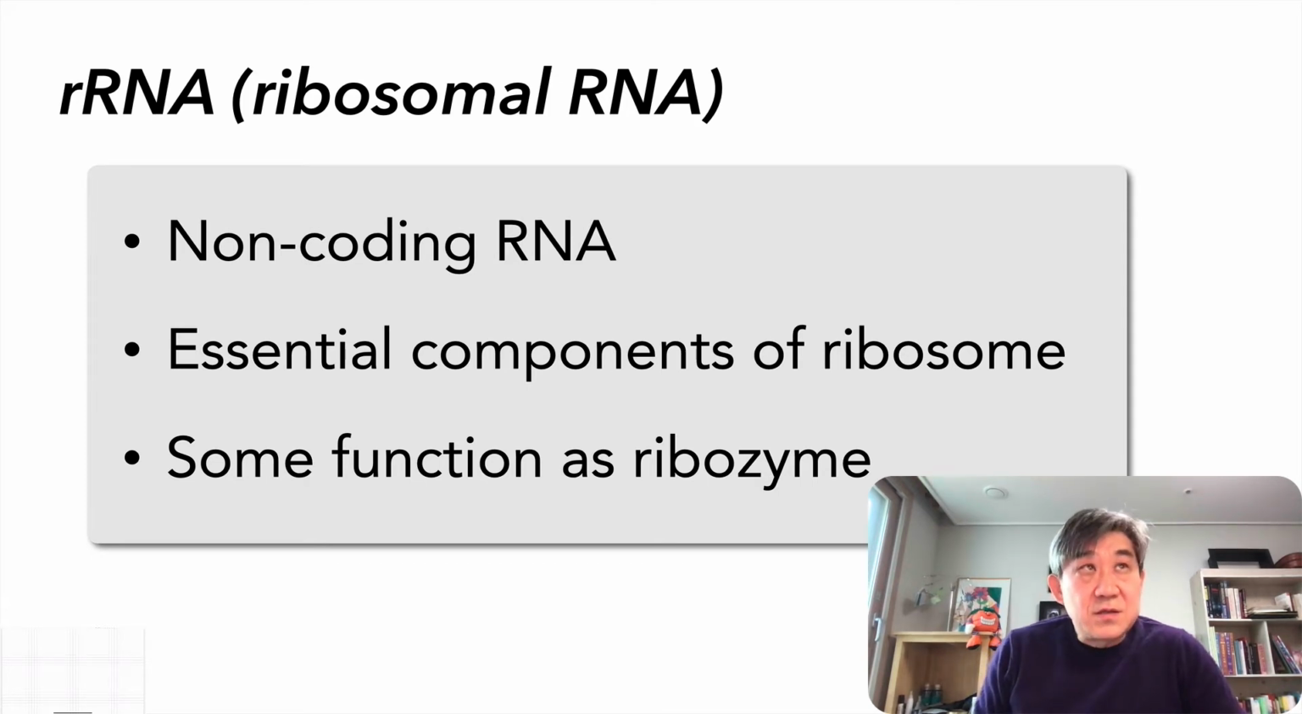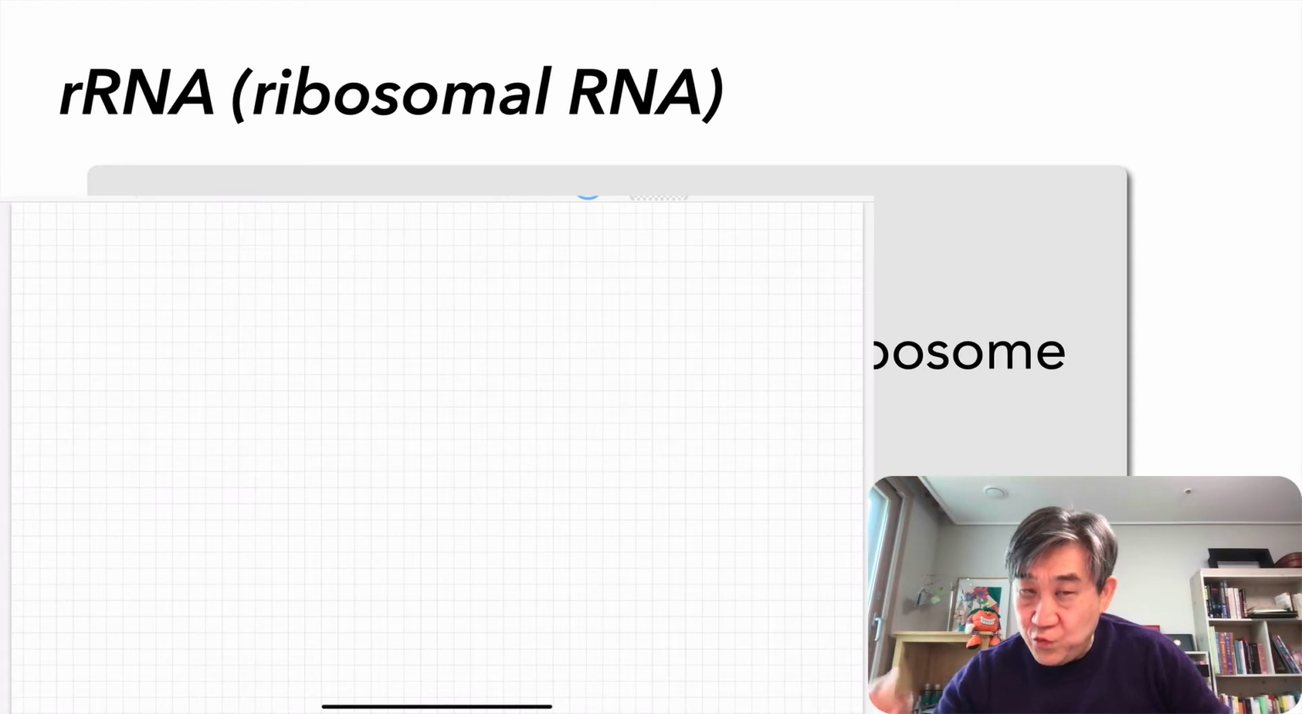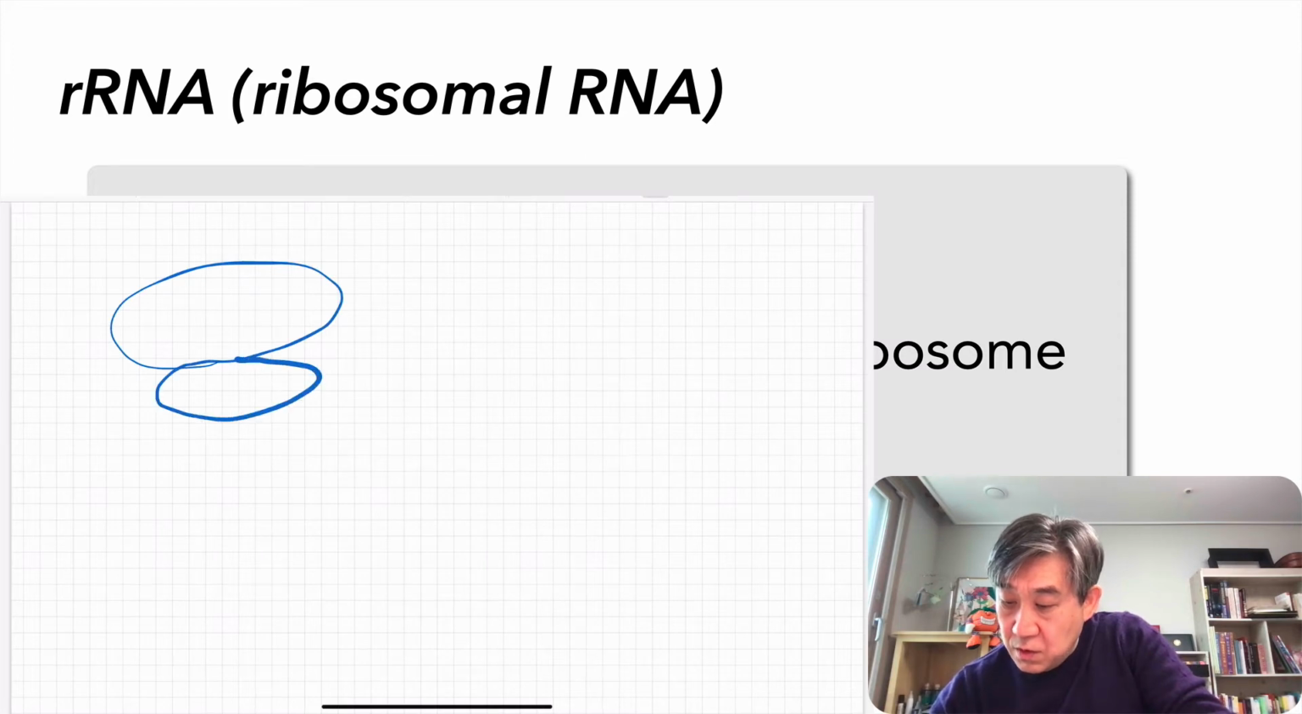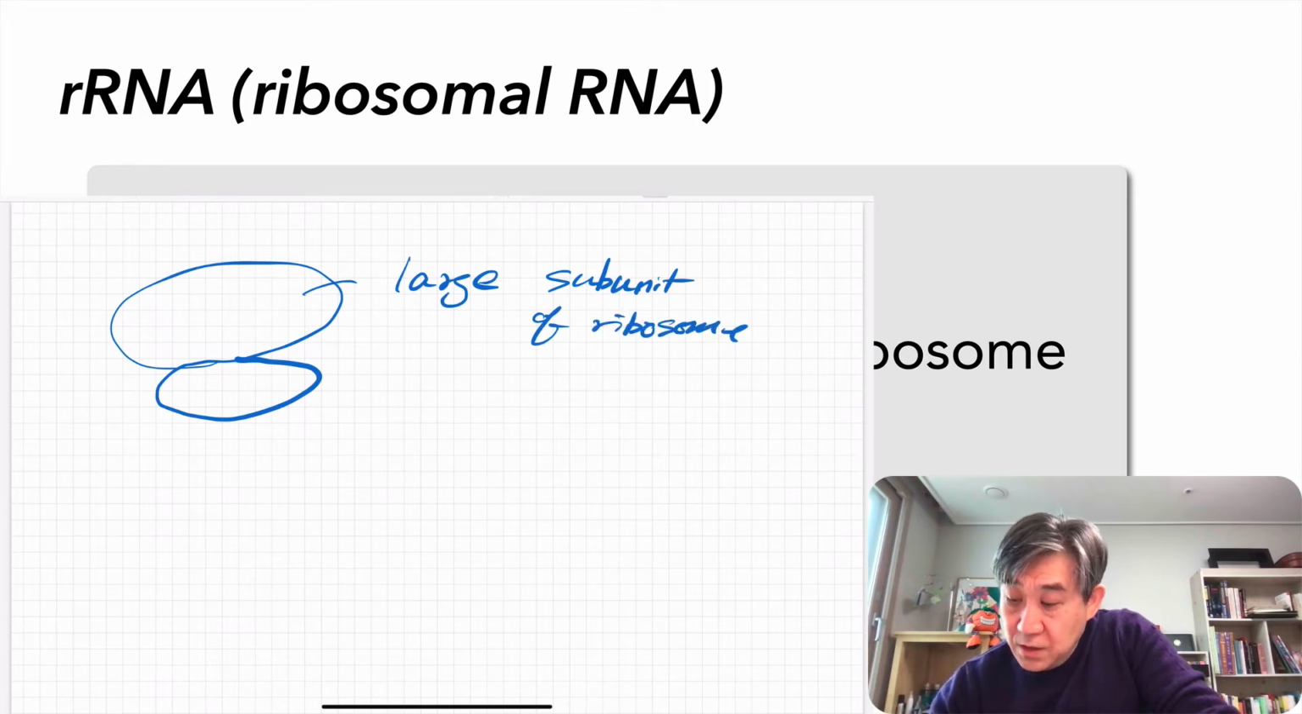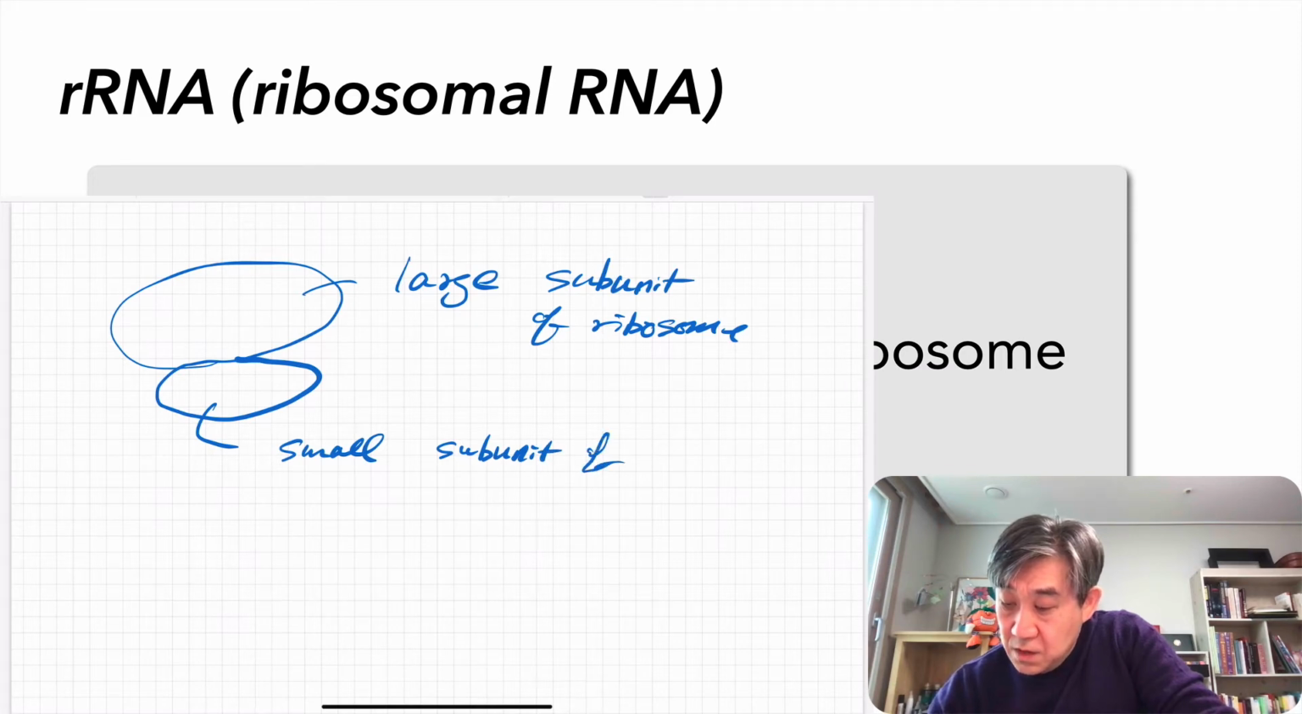Why? Because if we imagine the ribosome structure as a big head and a small body, this is the large subunit of the ribosome, and this is the small subunit of the ribosome.